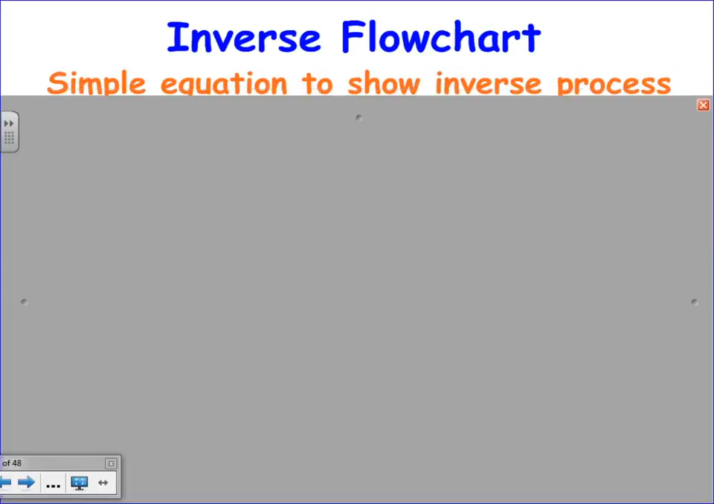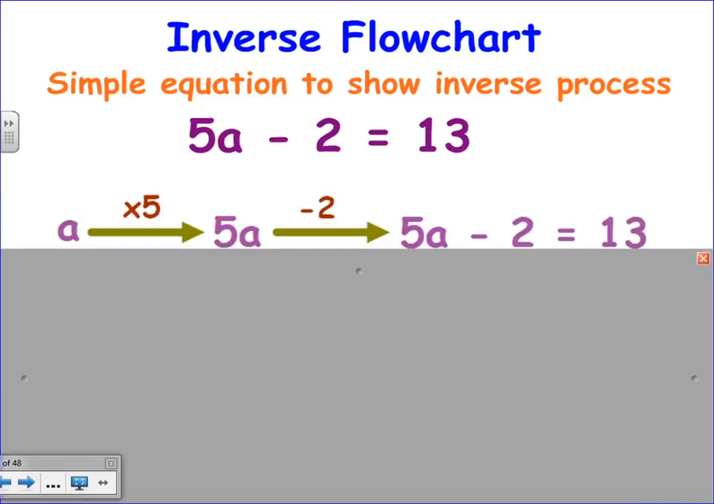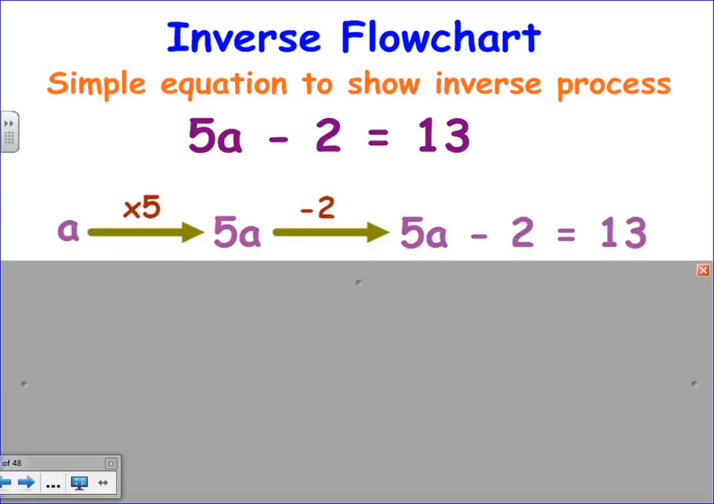Anyone use this method? What you have is an equation that you need to solve. And what you have to say is, what is being done to A? And it's kind of like BIDMAS. The first thing being done to A is it's being multiplied by 5. And the second thing that's being done to A is then having 2 taken away. And then what it gives me at the other end is 13. So what you do for this is you quite literally start with your variable and build what's happening to it.